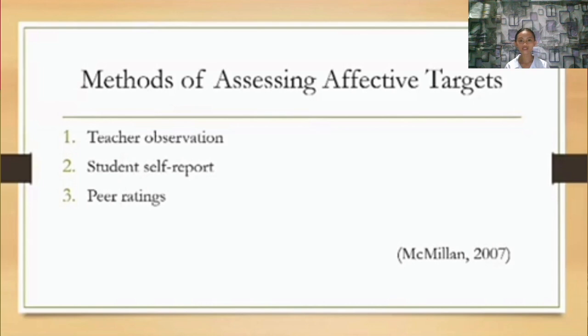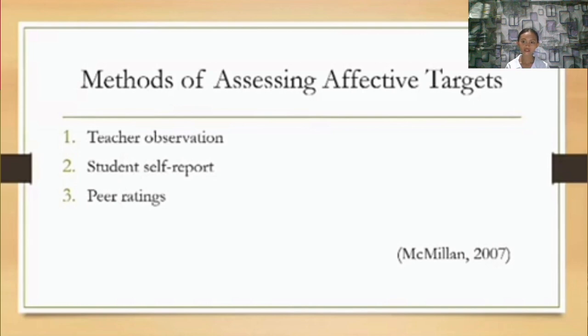According to Macmillan 2007, there are three feasible methods of assessing affective traits and dispositions. So there are three. First, the teacher observation. Second, the student self-report. Third, the peer ratings. Let's discuss first the teacher observation. So here, you as a teacher will just sit in on another teacher's class to observe, learn, and reflect.